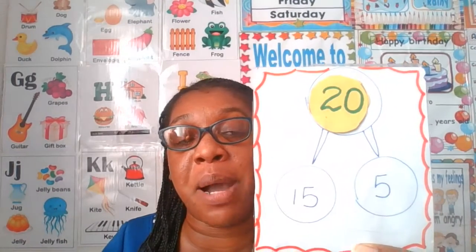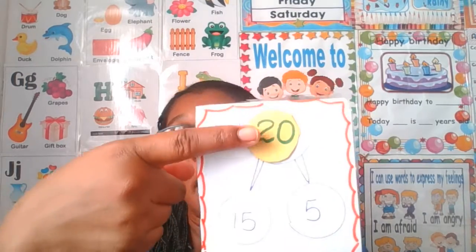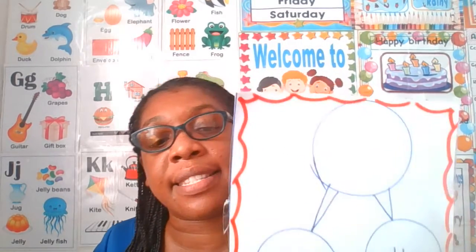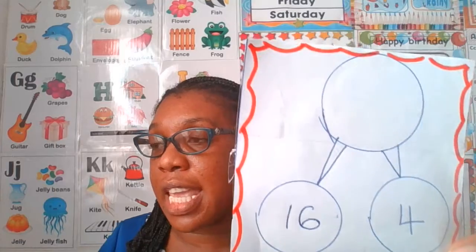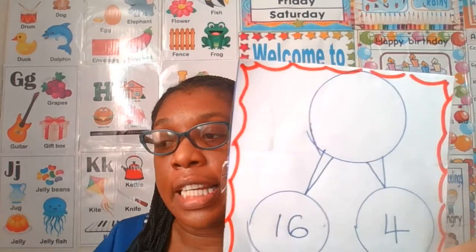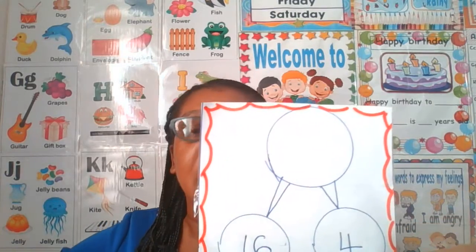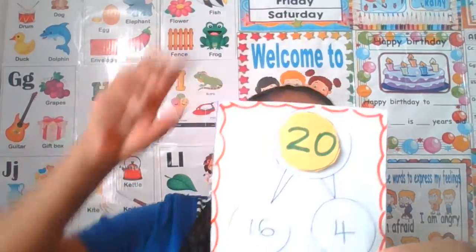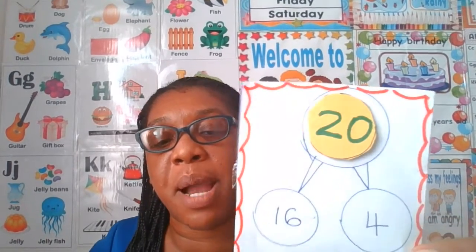I know my number bonds. 2 halves make a whole. 2 halves make a whole. Number bonds, number bonds. I know my number bonds, number bonds, number bonds. That make 20. 16 plus 4 equal 20. 16 plus 4 equal 20. number bonds, number bonds. I know my number bonds, number bonds, number bonds.